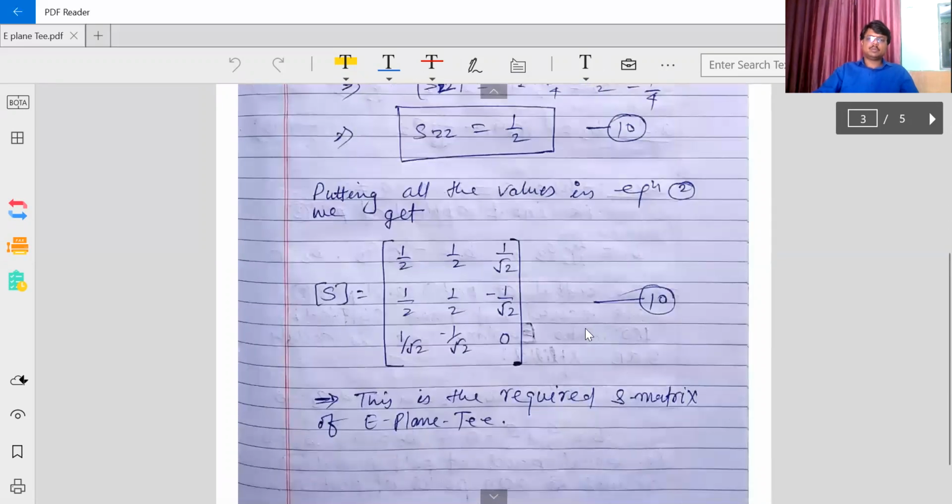Now all the values are known, and by putting all these values of S parameters in equation 2, we get this. This is the required S matrix of the E-plane.